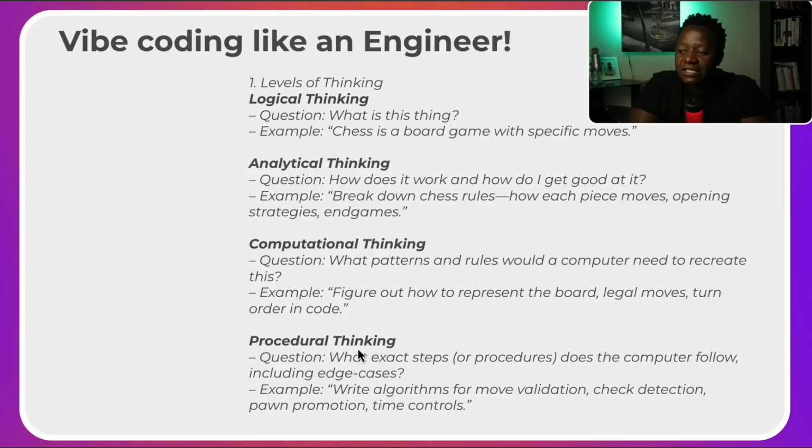And then we have procedural thinking. The question here is, what exact steps, what procedures, does the computer follow, including edge cases? In this case, for example, it would be to write algorithms for move validation, to make sure when it moves left or right or up and down, check detection or pawn promotion, time controls, and all of these things. This is a chess example, but you can apply the same concepts everywhere else, whatever you're trying to build.